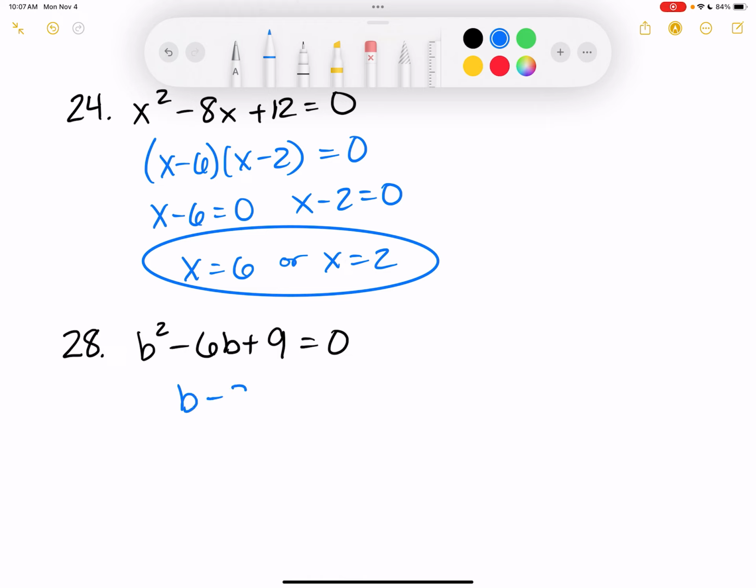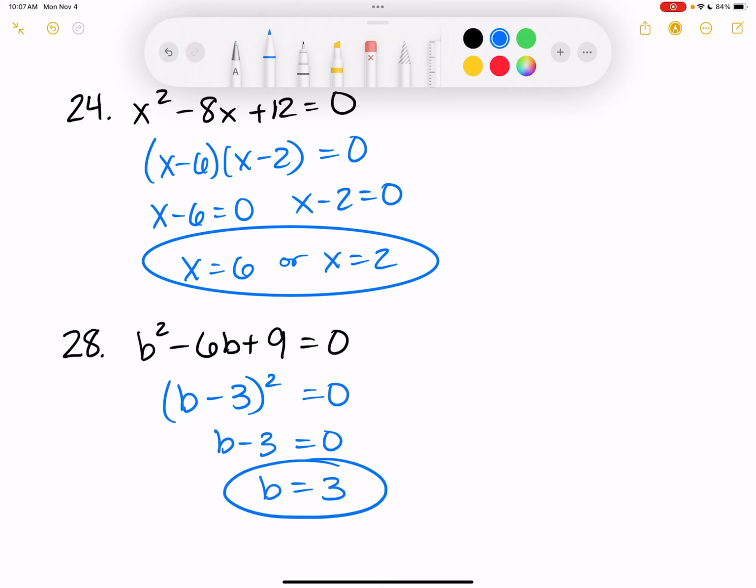So b minus 3 squared equals 0. Now, I don't need to write this twice. This just means that there is a double 0 happening at this spot. So I just would end up with b minus 3 equals 0. So b equals 3. On a graph, would that just look like the vertex landing on the x-axis on only 3? Pretty much, it'll be at 3, 0, yeah. So it's a double 0 there.